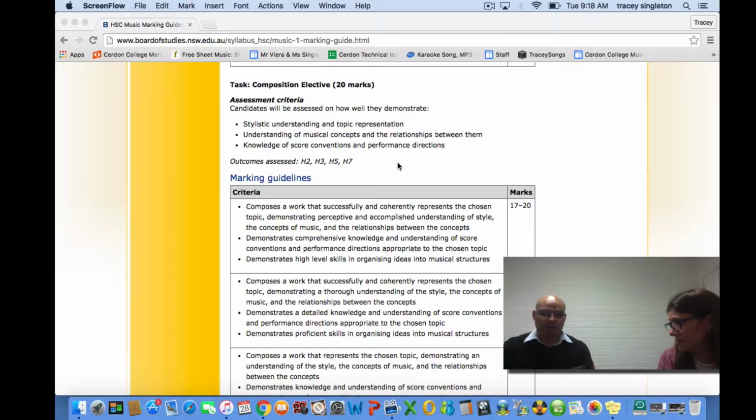So how well does your composition represent the topic? And that's the first criteria. All right, so then the second one is understanding musical concepts and the relationships between them.